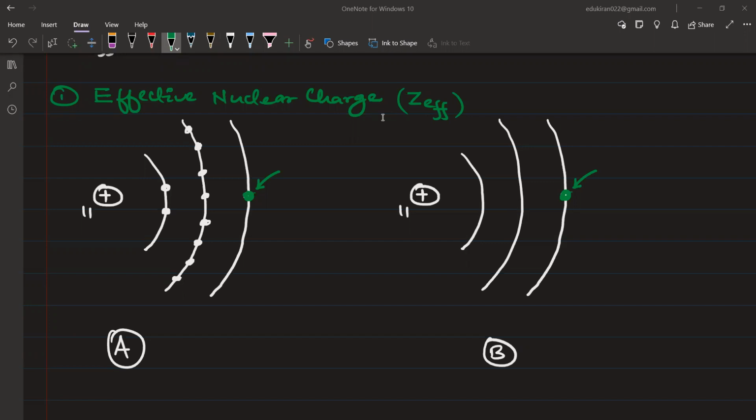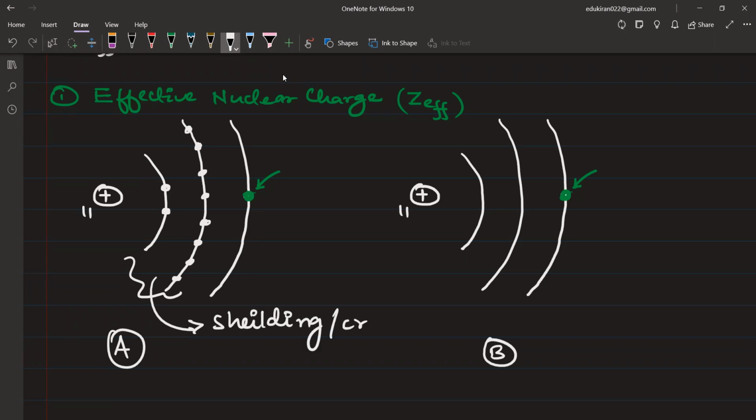Now, all of you agree that the B will be facing more attraction. That means, can I say, these inner electrons are protecting the outermost electron. They are not letting the positive charge get towards this particular electron, and they are shielding or screening the charge. It is screening the nuclear charge. So we say that these electrons are shielding or screening the Z. What is Z?